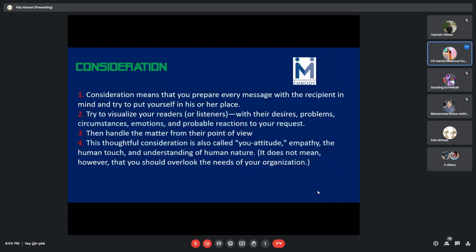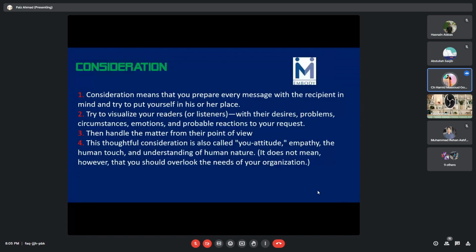Next is consideration. Consideration means that you prepare every message with the recipient in mind and try to put yourself in his or her place. We can use attention, focus, mental level, and different types of words. Try to visualize your readers. You must imagine their capacity, language, culture, religion, and social exposure. Then you have to communicate with their desires, problems, circumstances, emotions, and probable reactions to your request.